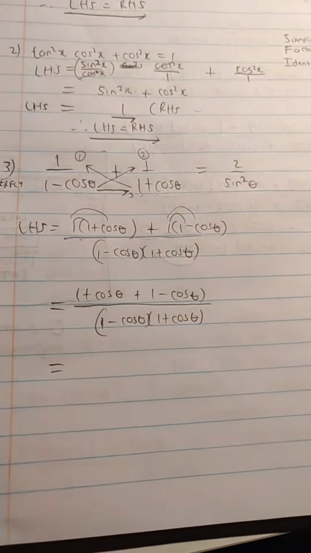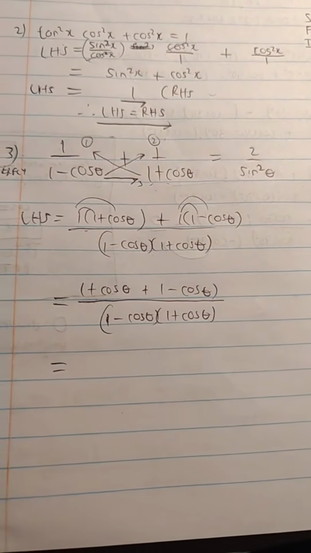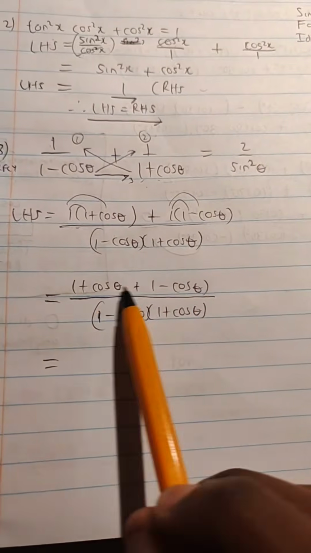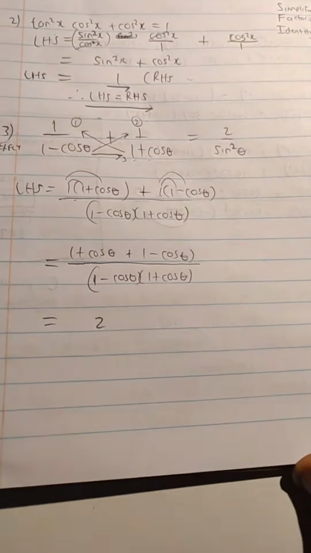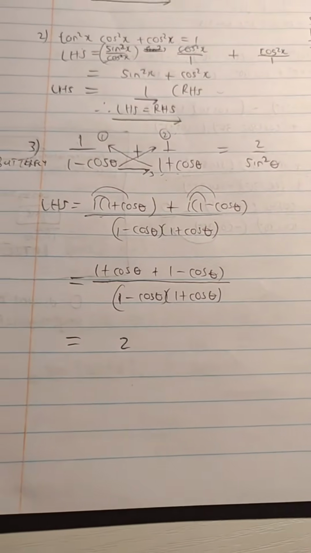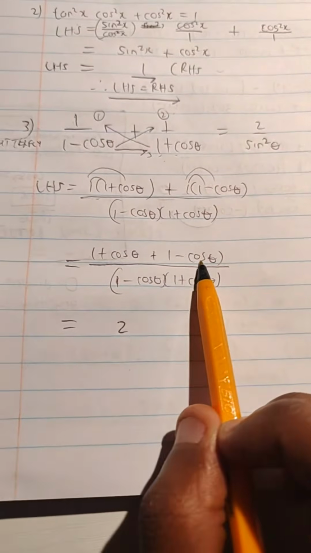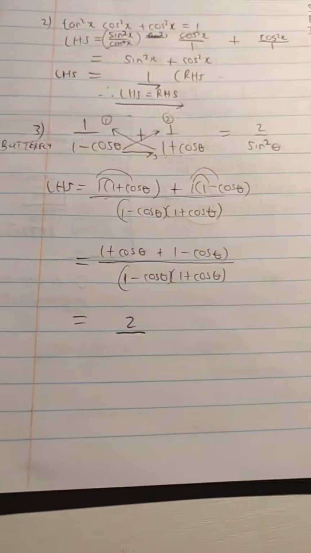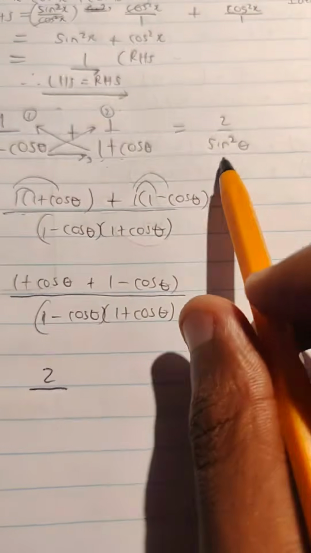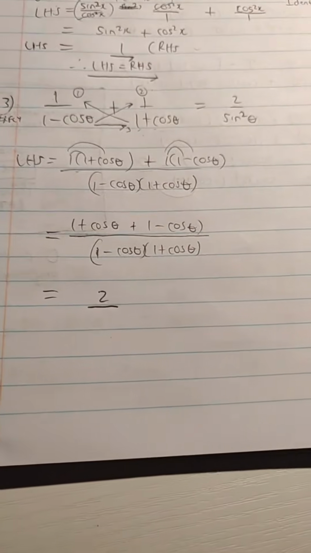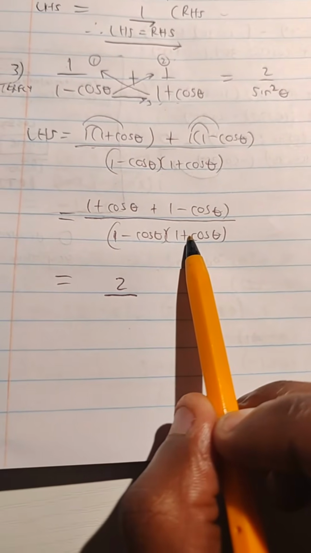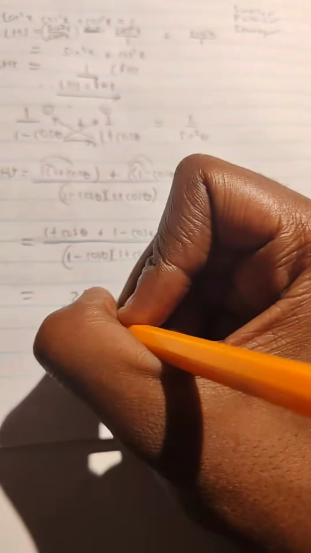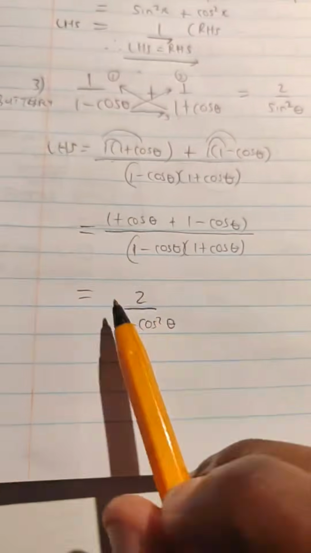Then let's add the like terms. Remember, with addition of fractions, when the denominators are the same, you can add the numerators. 1 plus 1 is 2. Then here, cos minus cos is 0. But down there in the denominator, since we have sine squared theta in the answer, we actually want to multiply out. You see, this is the reverse of a difference of two squares. 1 minus cos squared theta is what we would get after multiplying out.